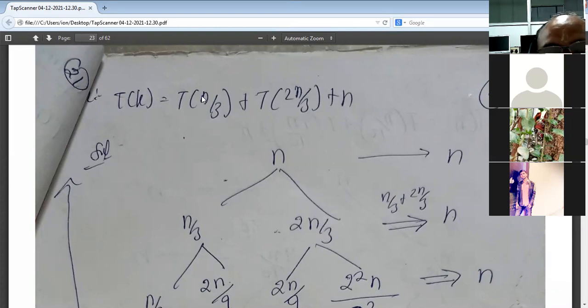See, I'm saying that the total burden is n, and it is divided into two parts: n by 3, and the second part is 2n by 3. Okay, tomorrow I will continue this.